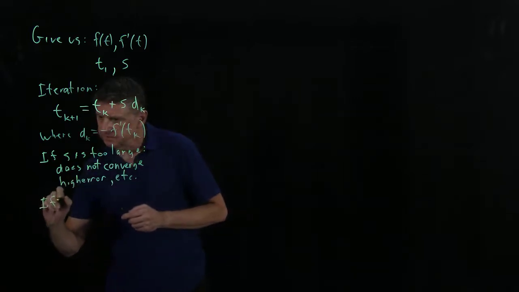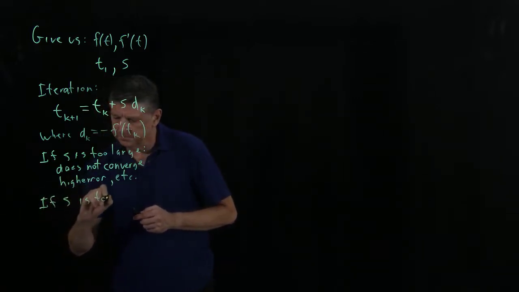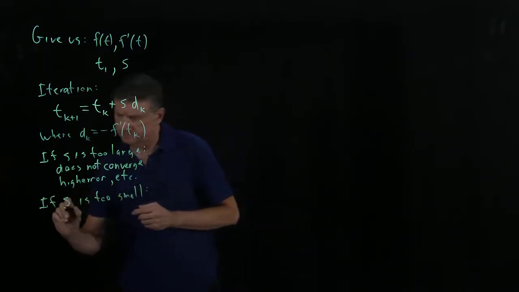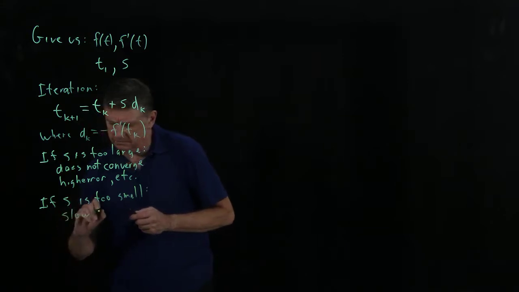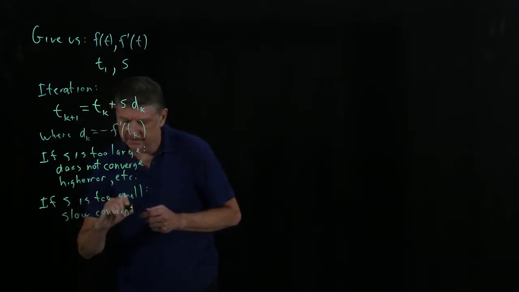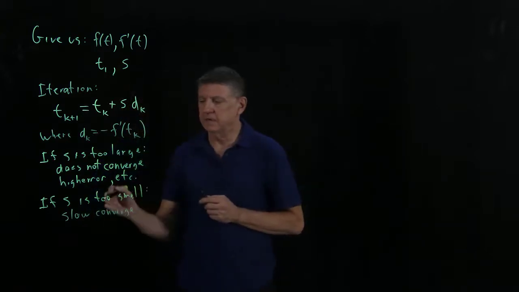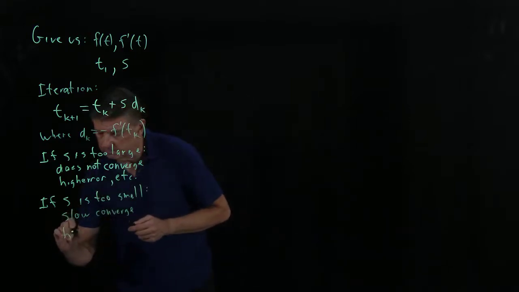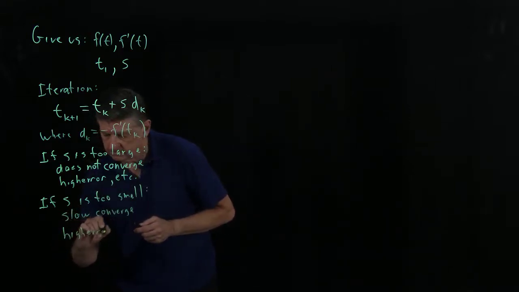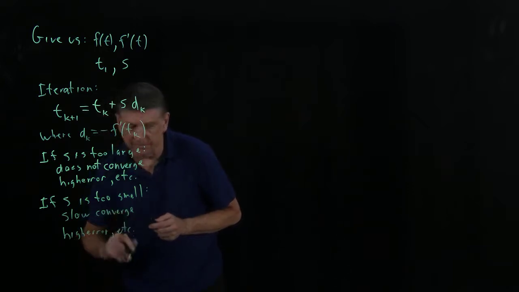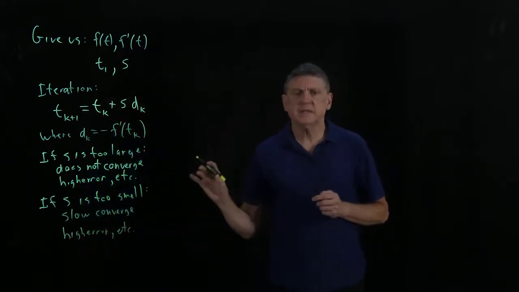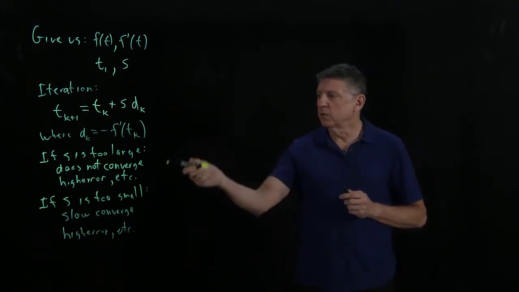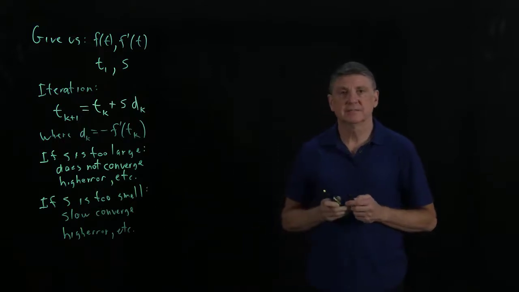If the step size is too small, we can foresee that this might converge slowly. So we might have slow convergence, and it might be slow to converge. We might have high error, and so on. Let's now turn to some computer-generated examples where we can visualize what's happening in these conditions.